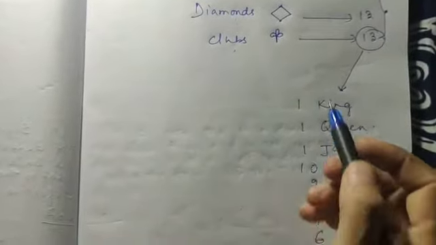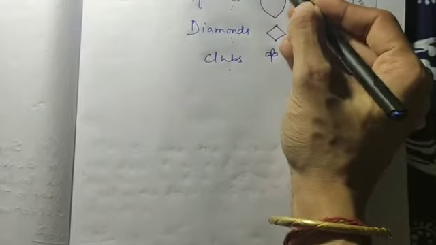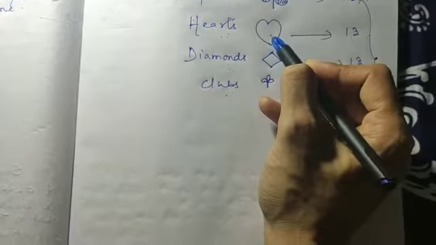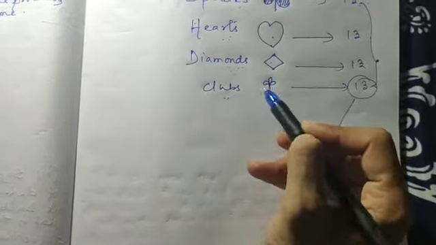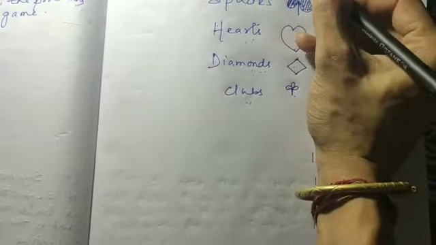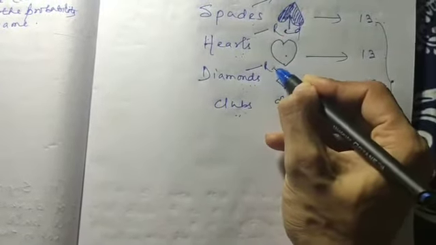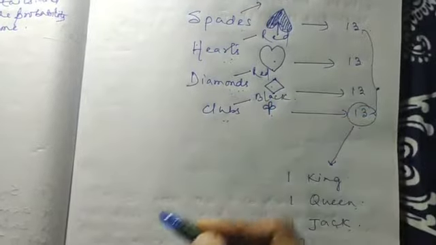Okay, now these spades are black in color. This is black in color. Okay, and this heart is red in color. This diamond is also red in color, and this club is again black in color. Got it?